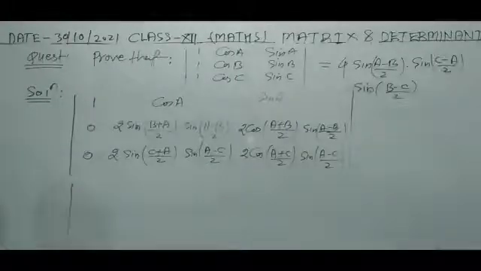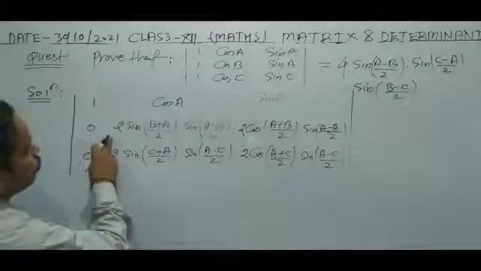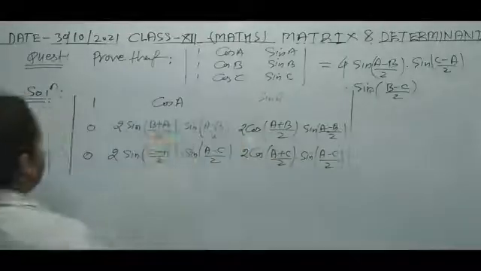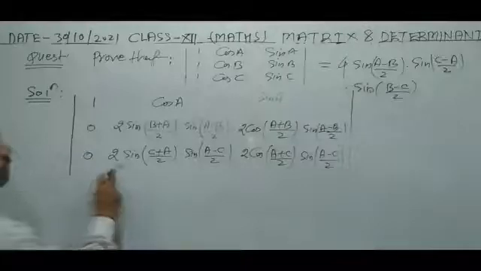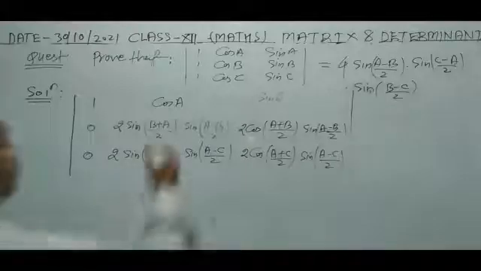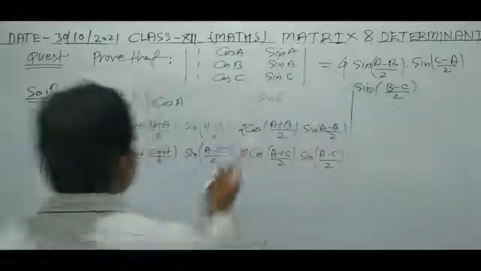Now you will see what the common part is. You can take common 2 sin of (A minus B) by 2 from row R2 and 2 sin of (A minus C) by 2 from R3. So what will be the result? 2 twos are 4, and sin of (A minus B) by 2 into sin of (A minus C) by 2.